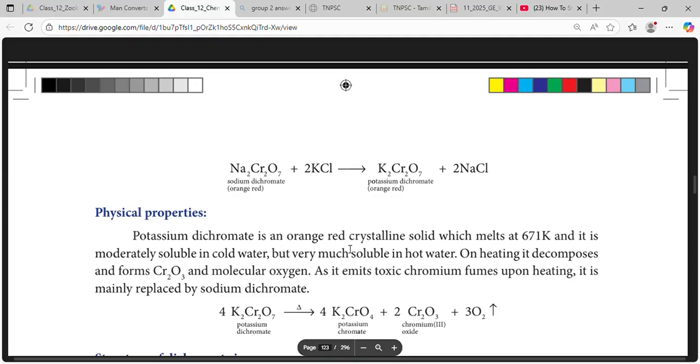Potassium dichromate is an orange-red crystalline solid which melts at 671 Kelvin, and it is moderately soluble in cold water but very much soluble in hot water. On heating, it decomposes and forms Cr2O3 and molecular oxygen. As it emits toxic chromium fumes upon heating, it is mainly replaced by sodium dichromate.